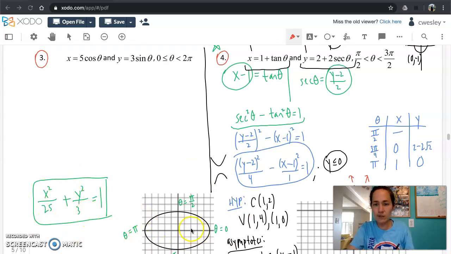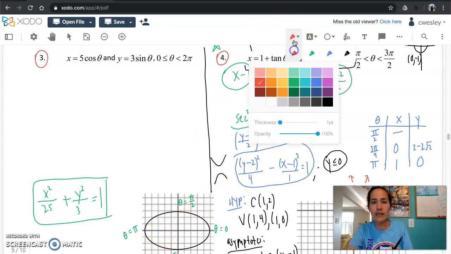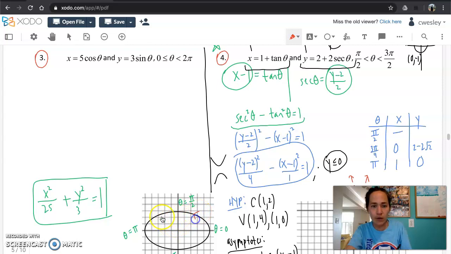It's an ellipse that's squashed horizontally. It has a center at the origin, and you're coming out 5 horizontally and up and down 3 vertically. And when you start to plug a few points in for theta into the original parametric equation, you're going to get an orientation that I believe is going to be counterclockwise around that ellipse.